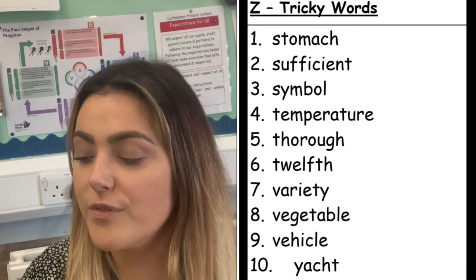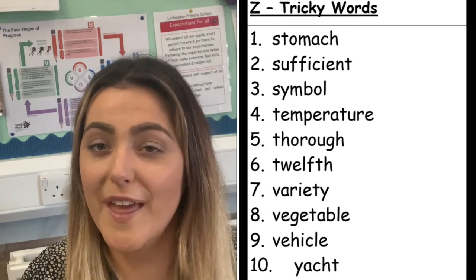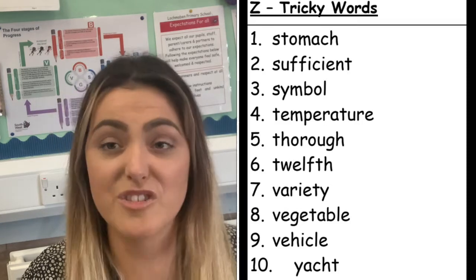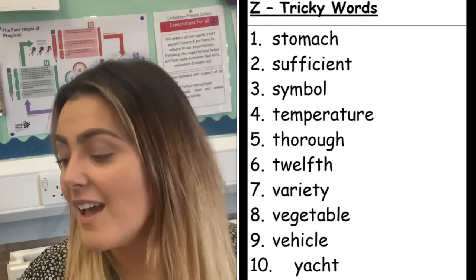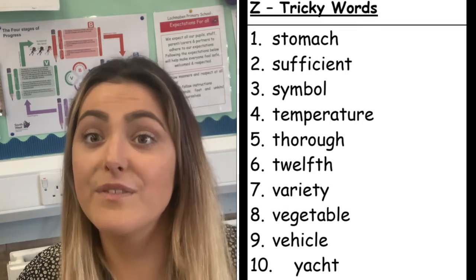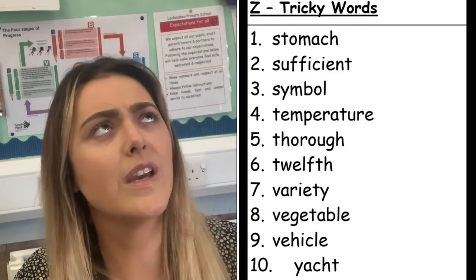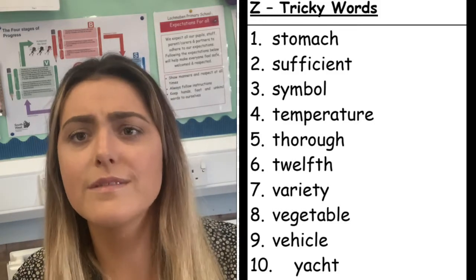Number 9, we've got vehicle. I actually find this one quite tricky to spell at times. I really have to think. For some reason my brain thinks there's an extra E in there after the I. But it's quite handy to say it like an American. They say vehicle. Yeah, like I'm going to take the vehicle, that one.